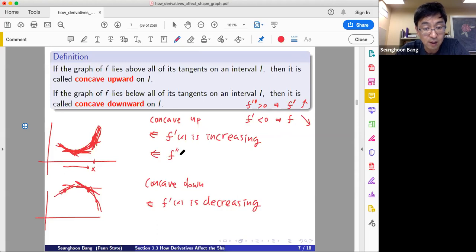The second derivative positive, the first derivative increasing, the function f is concave up. The second one, the second derivative is less than 0. The first derivative is decreasing here. The second derivative less than 0, so f prime is decreasing, and the graph of f is concave down. So we have one good result for checking if the graph of f is concave up or down.